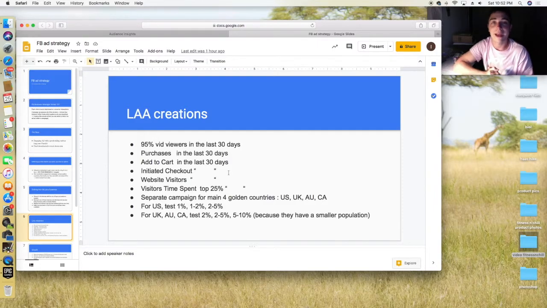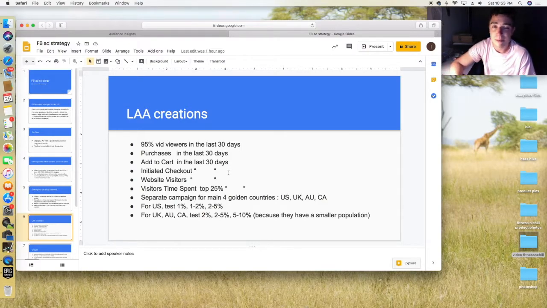Now, with the LLA creations, so this is right after you do your interests. LLA creations, this is where you actually start making a lot of money, because what they allow you to do is, pretty much, build a custom audience where you already know people are interested, people are engaging with your content. So for LLA creation, you need a lot of data, and that's why the more money you put in, the faster you're going to get that data. So it's up to you how fast you want to get it.